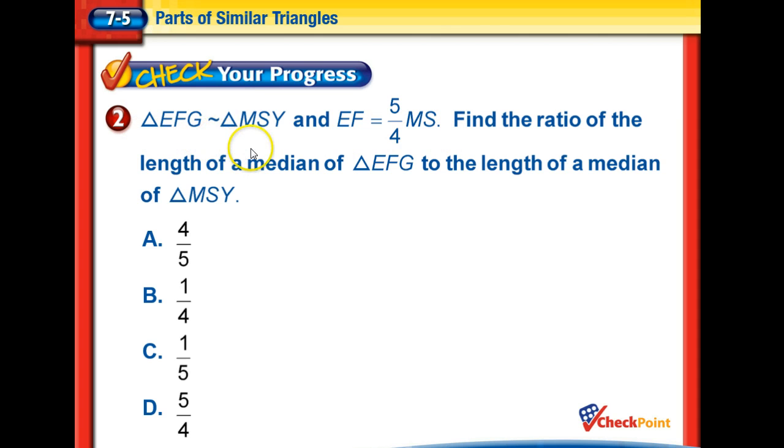Triangle EFG is similar to triangle MSY, and EF equals 5/4 MS. And then use that to help you decide your answer. Again, the key there is remembering that all of it is proportional.